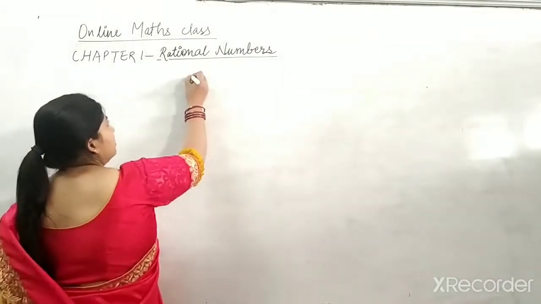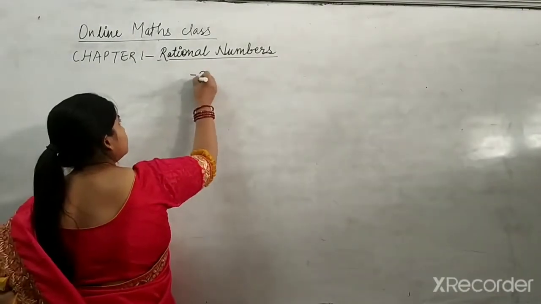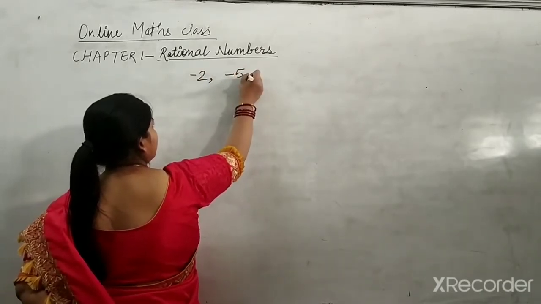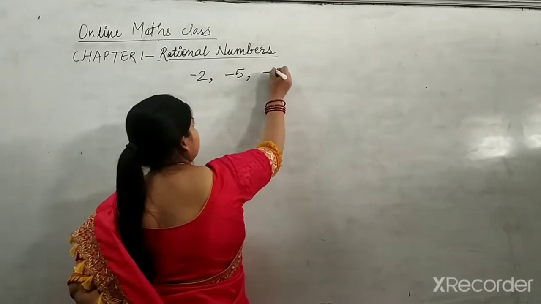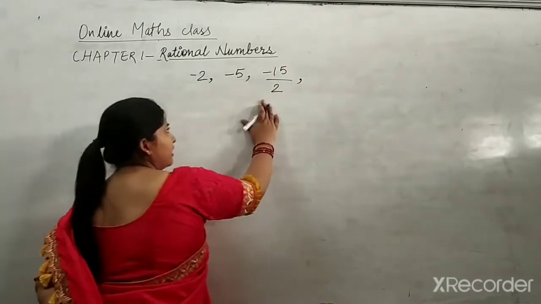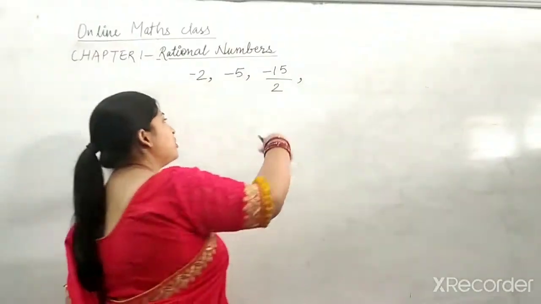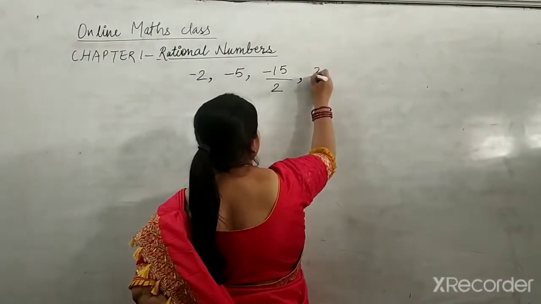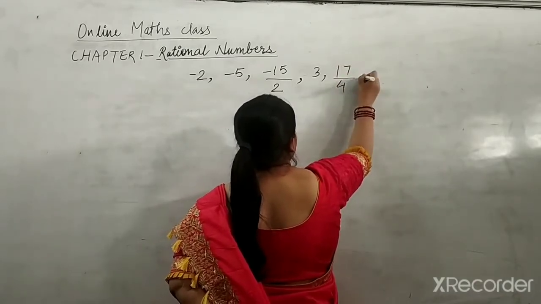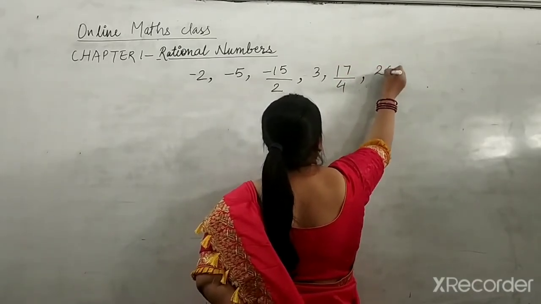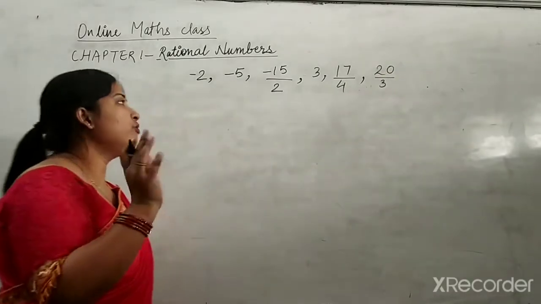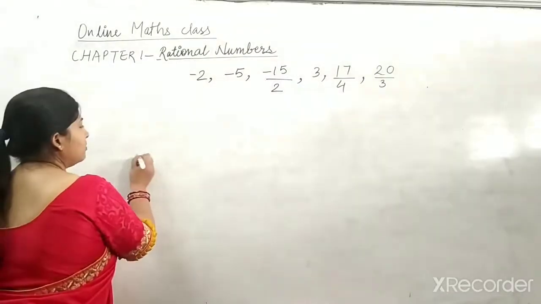Like I'm having numbers like -2, -5, then -15 upon 2. These are negative numbers. I'm taking a few positive numbers also, like 3, 17 upon 4, 20 upon 3, etc. So how can we represent all these numbers on a number line?